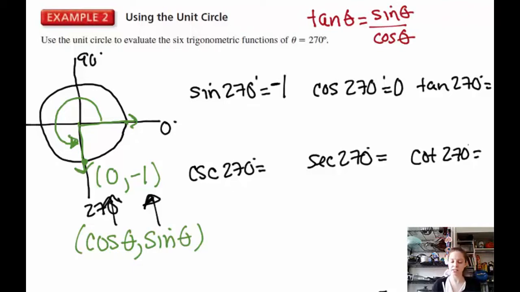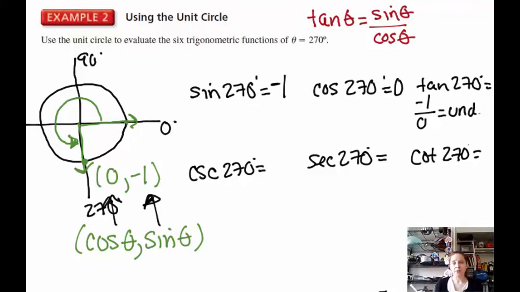Should be a ratio from geometry. The way I remember this is to get a tan, you need more sun than clouds. So S goes above C. So the tangent is going to be the sine, so it's going to be negative 1 over the cosine, 0. You cannot divide by 0, so this function is undefined.